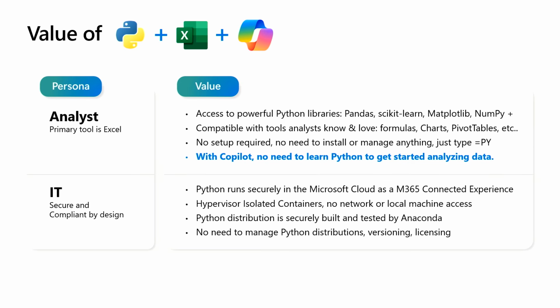So for my IT friends, we've built security and compliance into the core of Python in Excel. And we've made some really tricky decisions, and we've had to make some tricky trade-offs, always prioritizing security. For example, the Python for Excel runs securely in the Microsoft Cloud as an M365 connected experience. Our distribution, our Python runtime, has no access to the network, and it has no access to the local machine, and it runs in a sandbox. There's never any data at rest.